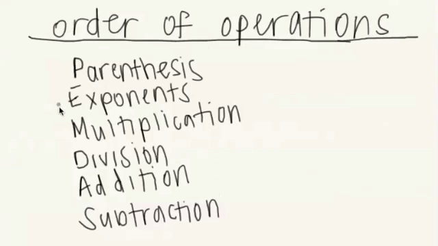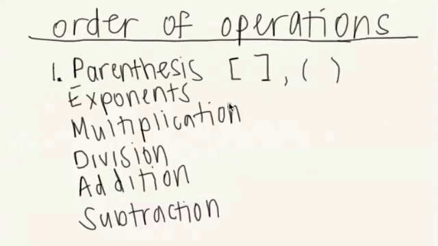Okay, so the first one, parentheses. We want to go through each problem and look for some parentheses to see if there are any in there. And parentheses can also include brackets, which are the more square looking ones, or our regular parentheses that we always see.